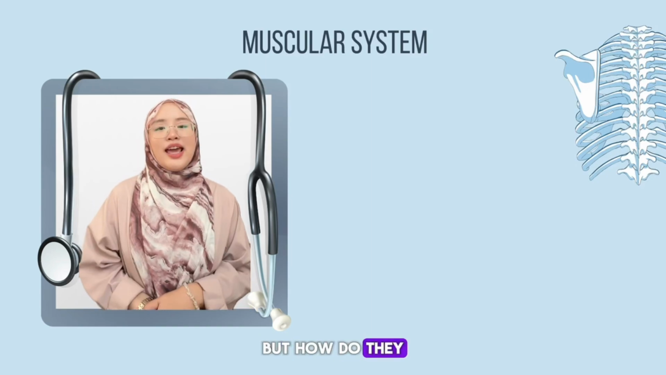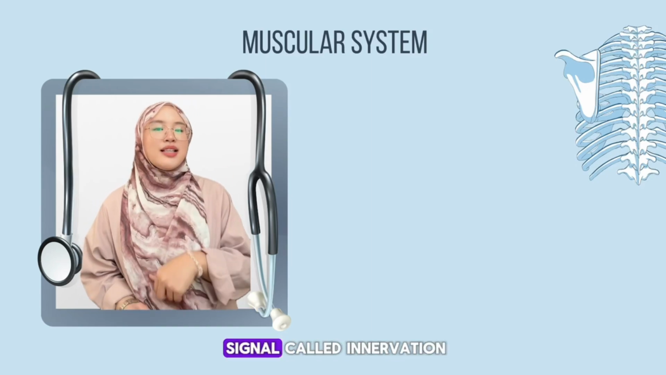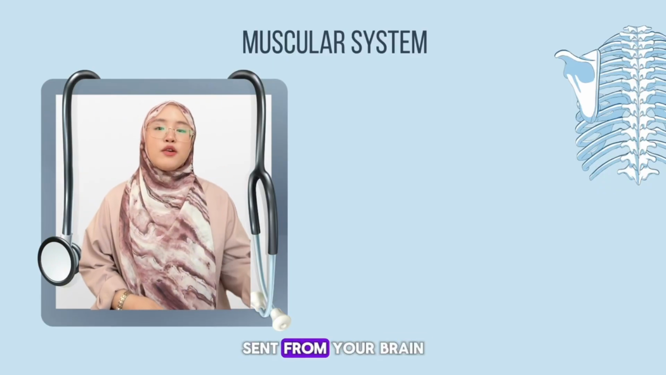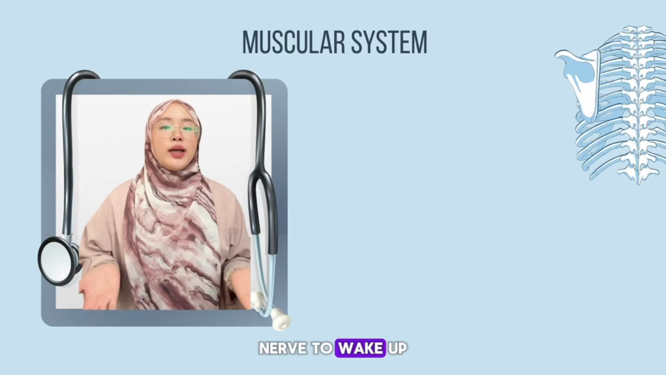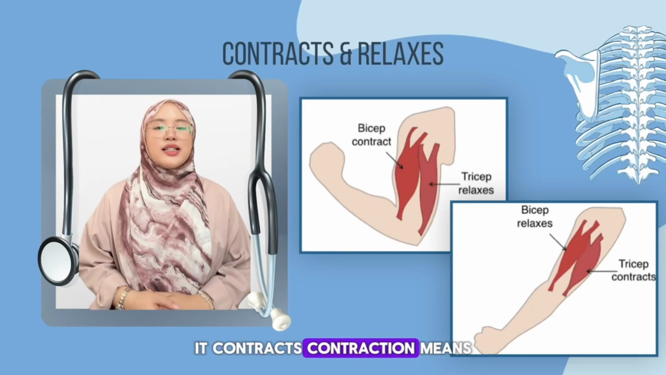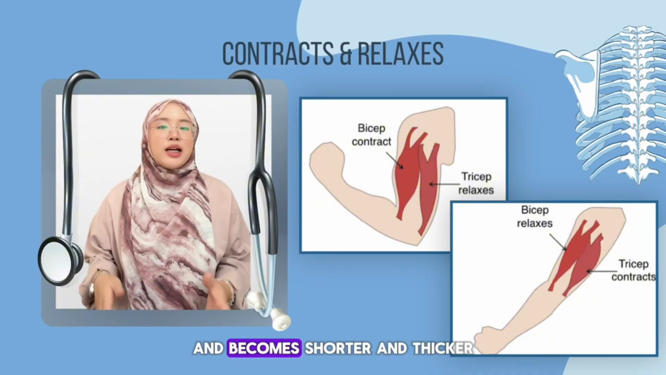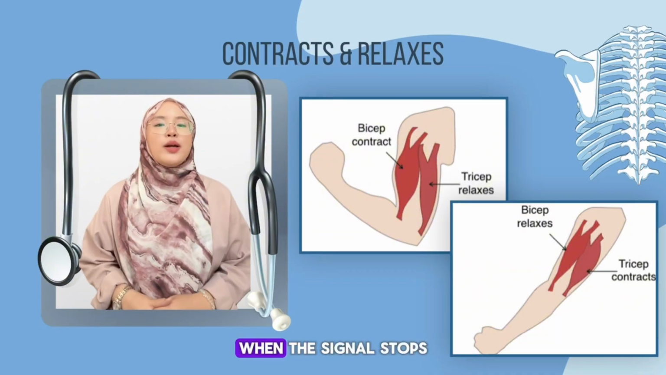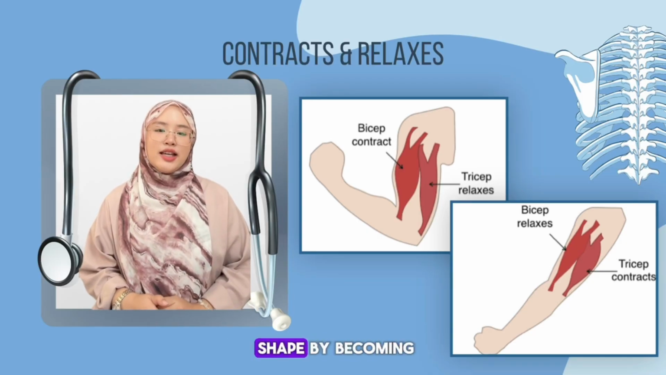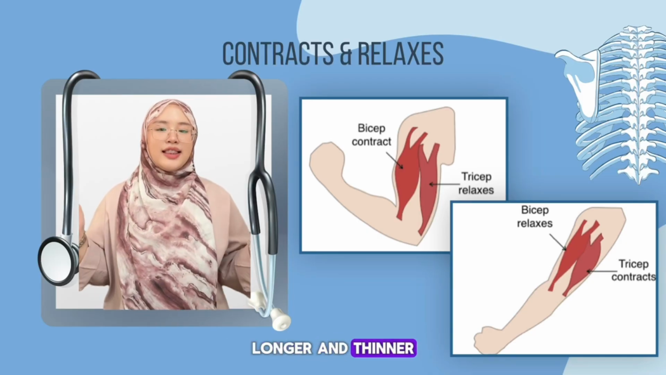But how do they actually pull? It starts with a signal called innervation. This is like a tiny electric message sent from your brain through a motor nerve to wake up the muscle. When the muscle receives the signal, it contracts. Contraction means the muscle tightens up and becomes shorter and thicker. When the signal stops, the muscle relaxes, returning to its original shape by becoming longer and thinner.